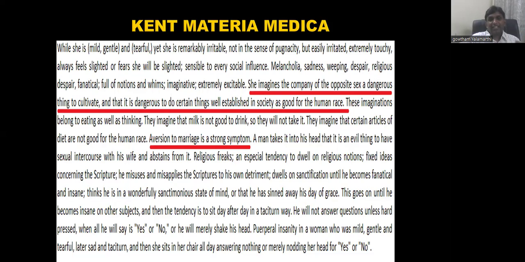And then the tendency is to sit day after day in a taciturn way. He will not answer questions unless hard pressed, when all he says is yes or no. Even if you ask a Pulsatilla patient, if the husband asks the wife, the husband will keep on at her, and either she will nod her head or she will say yes or no. This is how their answers will be. So from this aversion to marriage, and from this, the company of the opposite sex is a dangerous thing, the rubric has arisen.